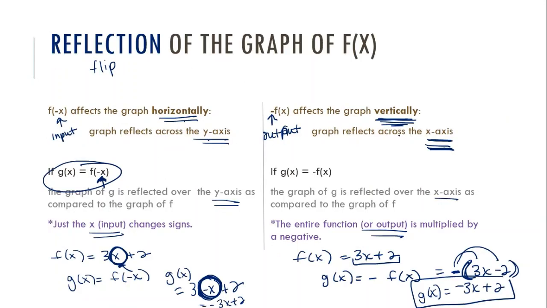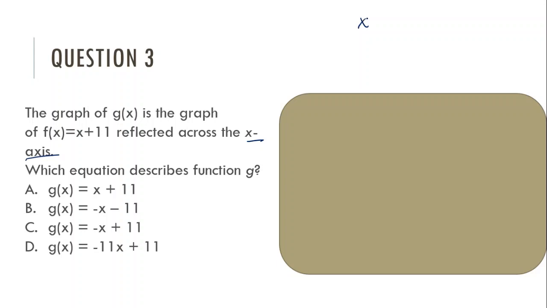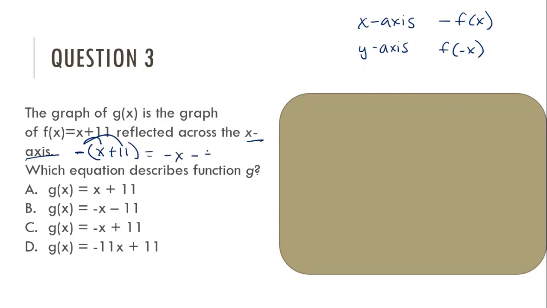Okay, so let me recap my rules here. So x-axis, that tells me I'm changing my entire output, where my y-axis then would mean that I'm just changing the input or just the x. So for the x-axis, if I'm changing the entire thing, I'm taking that x plus 11 and I'm putting a negative out in front of the entire thing, which means I have to distribute that negative to both terms. So that would become negative x minus 11, or choice B.